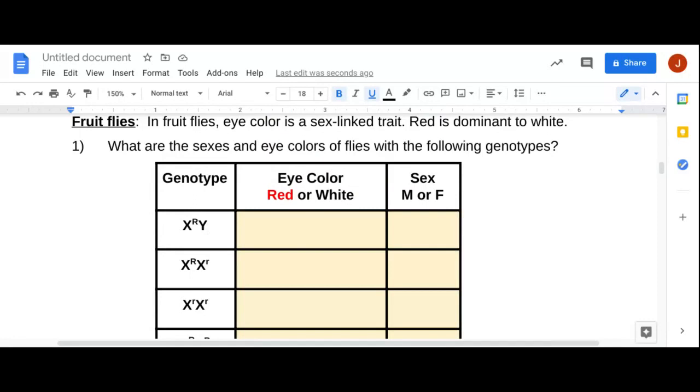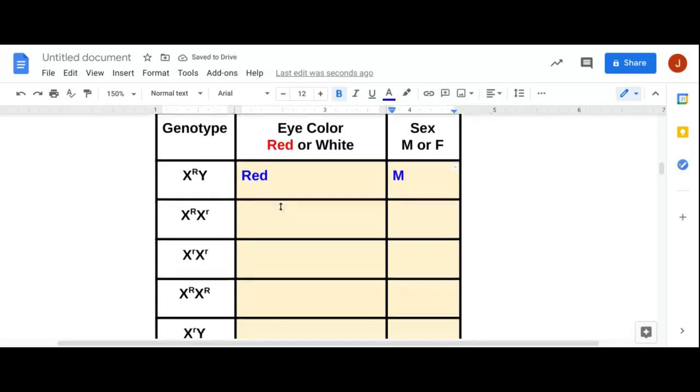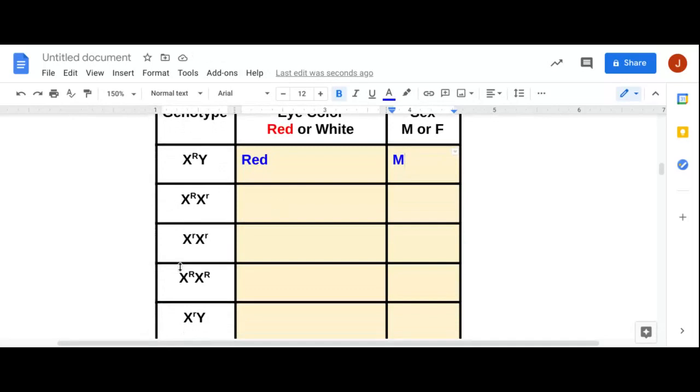So in fruit flies, eye color is a sex-linked trait. Red is dominant to white. What are the sexes and eye colors of the flies with the following genotypes? On this first one, I've given you the genotype, and you need to fill in. So I did the first one in class, so I'm going to do the same thing on this video. So I have X, big R, Y. Okay, big R I know is for red. So I'll type red in here. And then for the sex, it's an XY, so that's a male. And you would do the other ones. So again, female, female, female, male, and then based on the genetics, you'll do the colors.